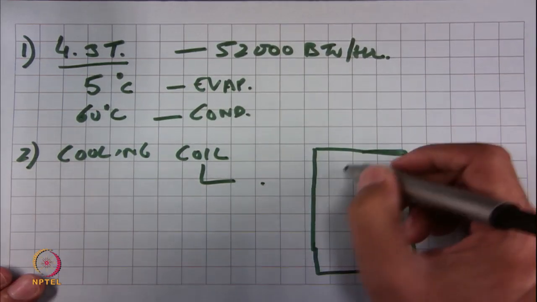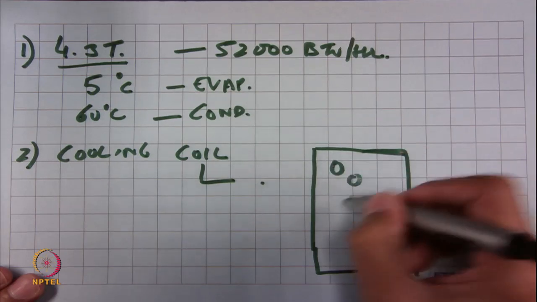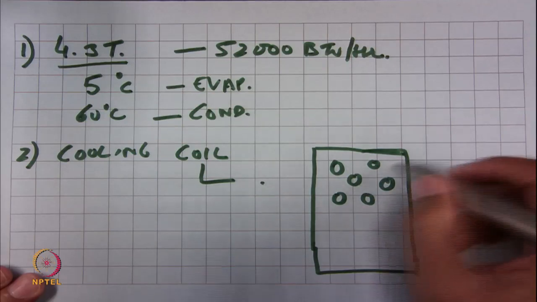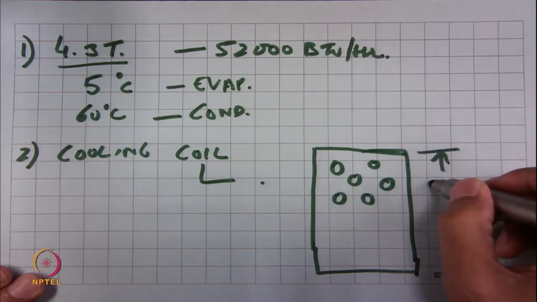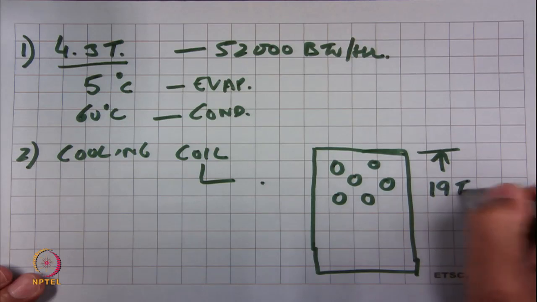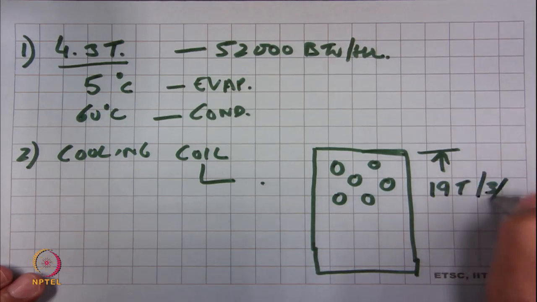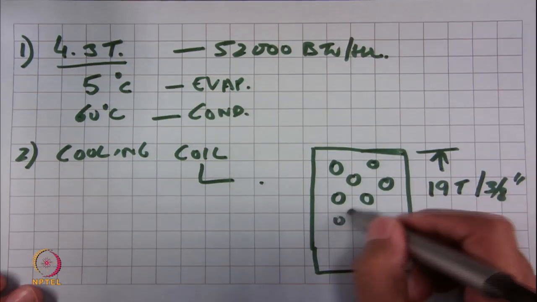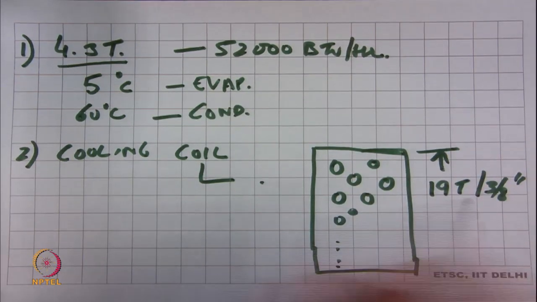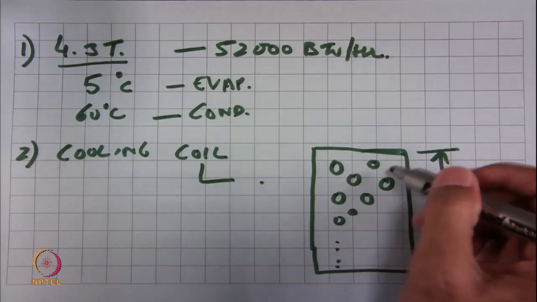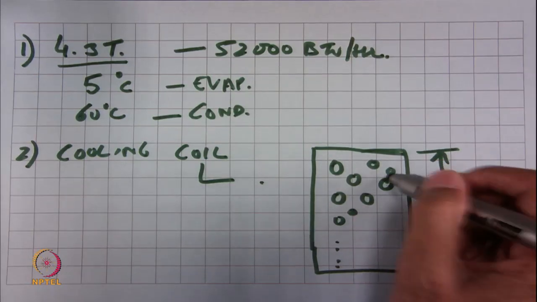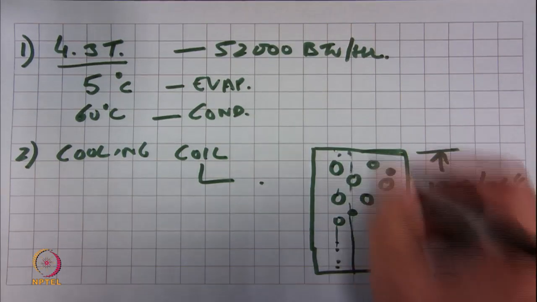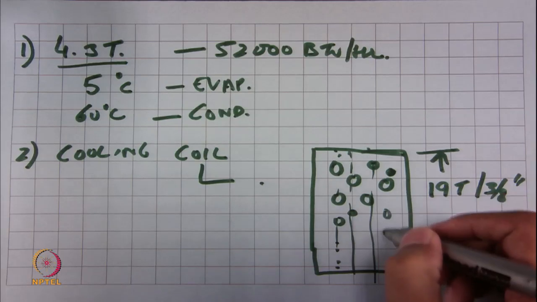It was a 4-row coil, staggered, and the total height was equal to 19 tubes, of 3 by 8 inch diameter. And then the next question was how many circuits. So how do you look at the number of circuits in this whole design? If you put this as 1 row, this is the 2nd row, this is the 3rd row, and this is the 4th row.